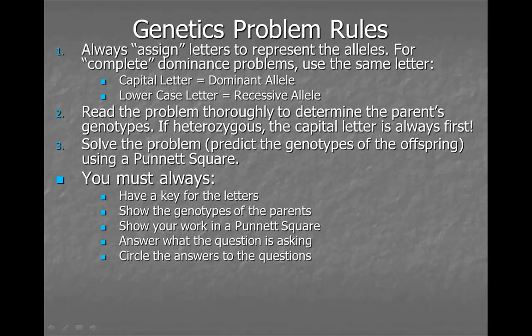As a friendly reminder, here are the genetics problem rules we've used. Remember, you must have a key for the letters, show the genotypes of the parents, show your work in a Punnett square, answer what the question is asking, and circle the answers to the questions.